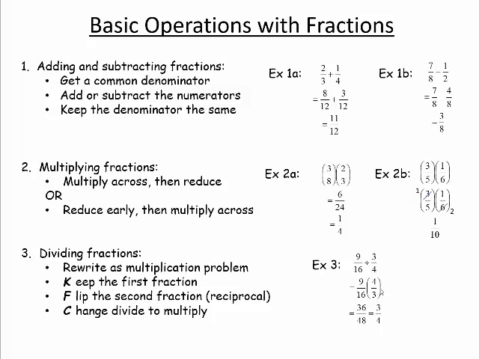So now, once you've got this, you're just going to multiply across. So 9 times 4 gets me 36. 16 times 3 gets me 48. And 12 will go into both of these. It'll go into the top 3 times, and it'll go into the bottom 4 times. So 36 over 48 just simply reduces to 3/4.